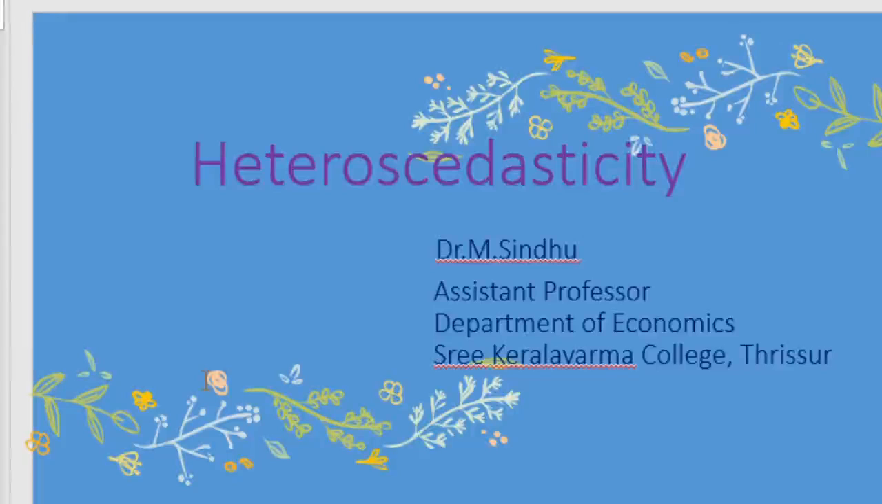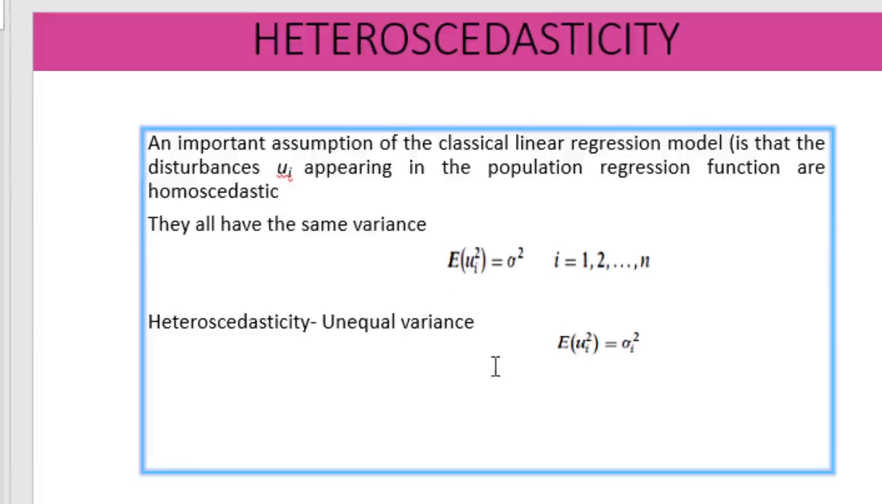In this section, we are going to discuss the heteroscedasticity problem. We learned that one of the important assumptions of the classical linear regression model is that the disturbance terms ui appearing in the population regression function are homoscedastic. That is, they all have the same variance, that is, expected value of ui square equals sigma square.